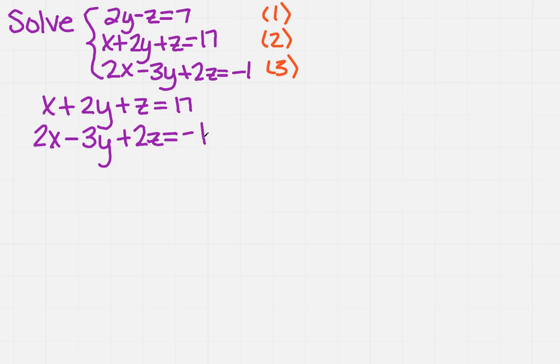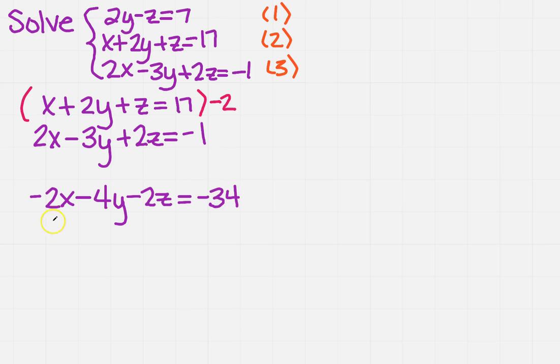Now we said that in the first one what we're missing is the x, so I want to get rid of the x. Now notice the signs are not the same, so I'm going to have to multiply by a negative something. The coefficient is a 1 and a 2, so I'm going to use a negative 2 on the top. So I'm going to rewrite the top, distributing the minus 2: minus 2x minus 4y minus 2z equals minus 34. I'm going to rewrite the second equation here.